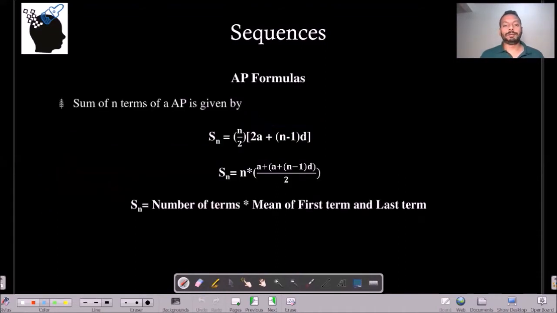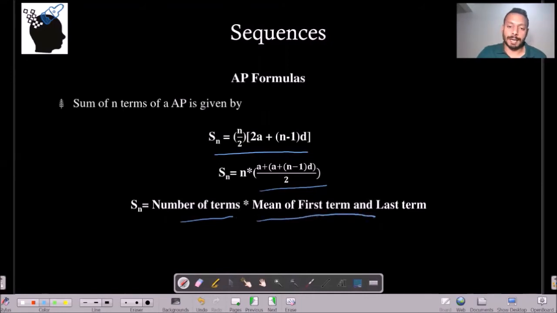Now let's look at how we can find the sum of n terms of an arithmetic progression. So the sum of n terms of an arithmetic progression is given by n by 2 into 2a plus n minus 1 times d. We can further simplify this to write Sn is equal to n multiplied by a plus n minus 1 times d divided by 2, or nothing but the sum of n terms is given by the number of terms multiplied by the mean of the first term and last term.